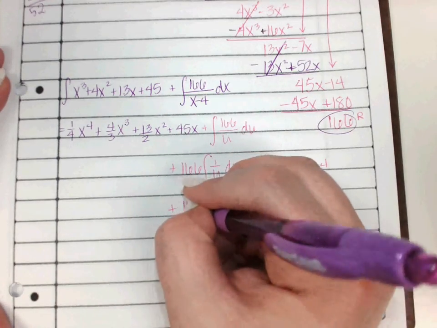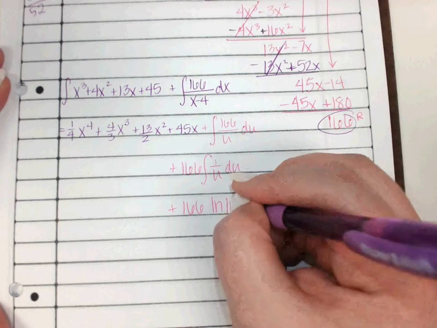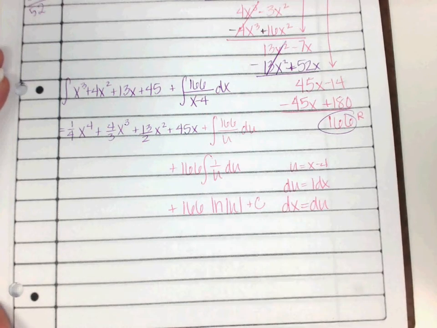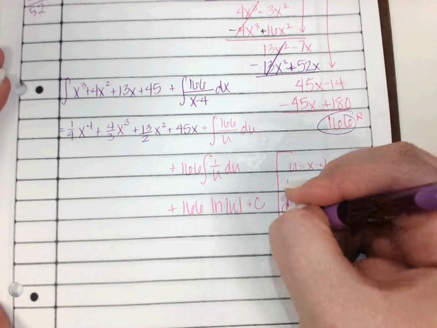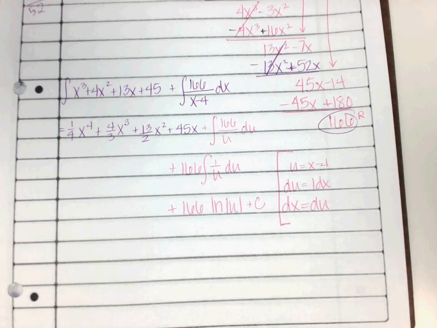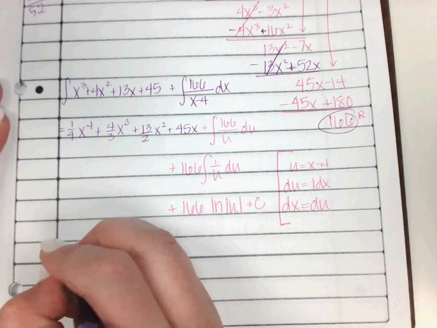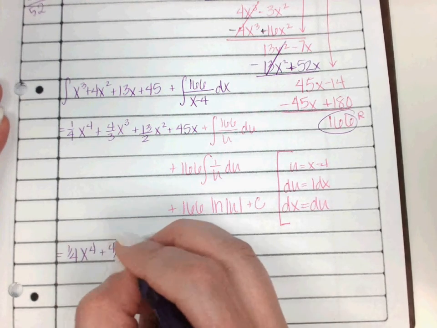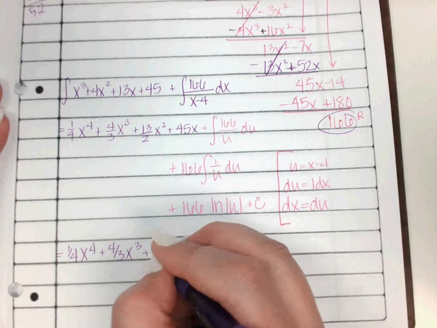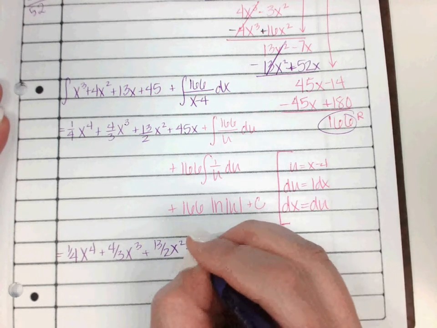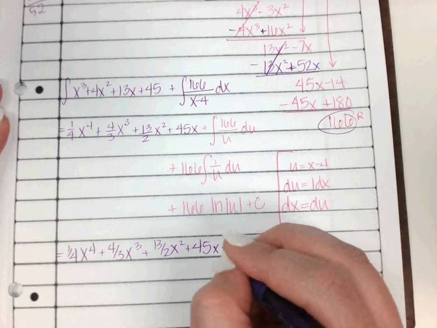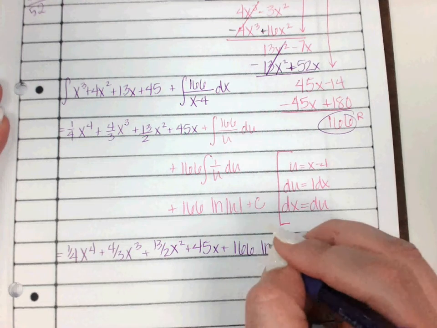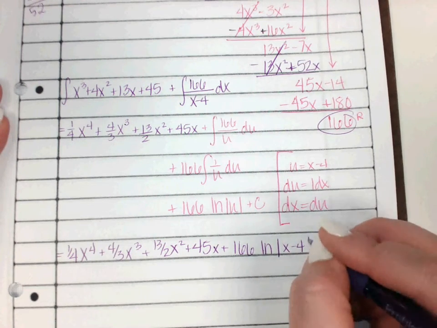So it's 166 ln absolute value u plus c. And then my final answer would be the full solution, including the initial polynomial that you had at the beginning. So it'd be a fourth x^4, 4/3 x^3, 13 over 2 x^2, 45x, 166 ln absolute value of x minus 4 plus c.